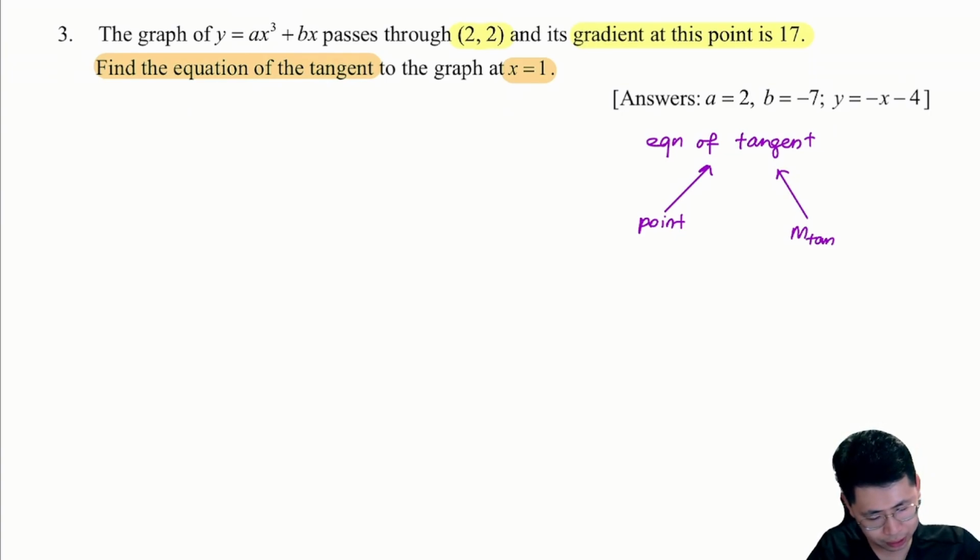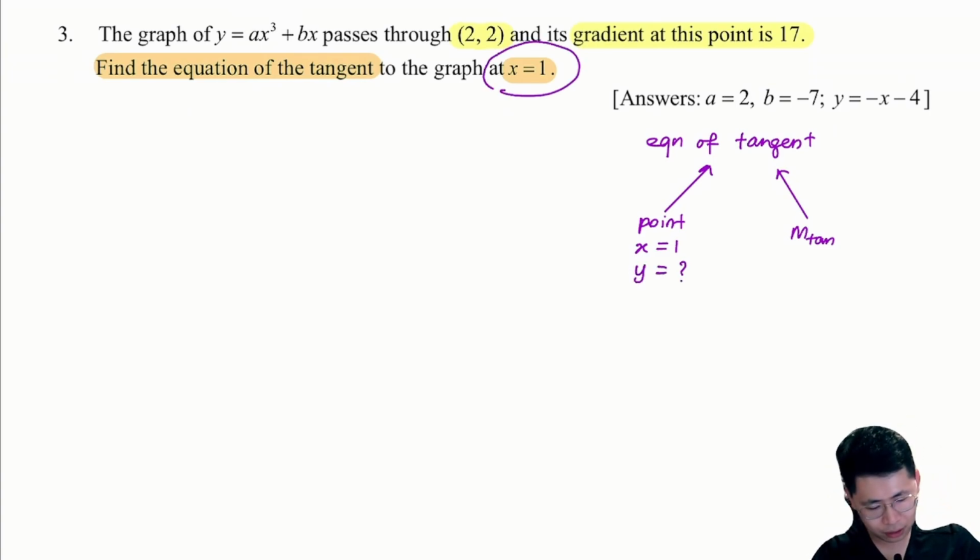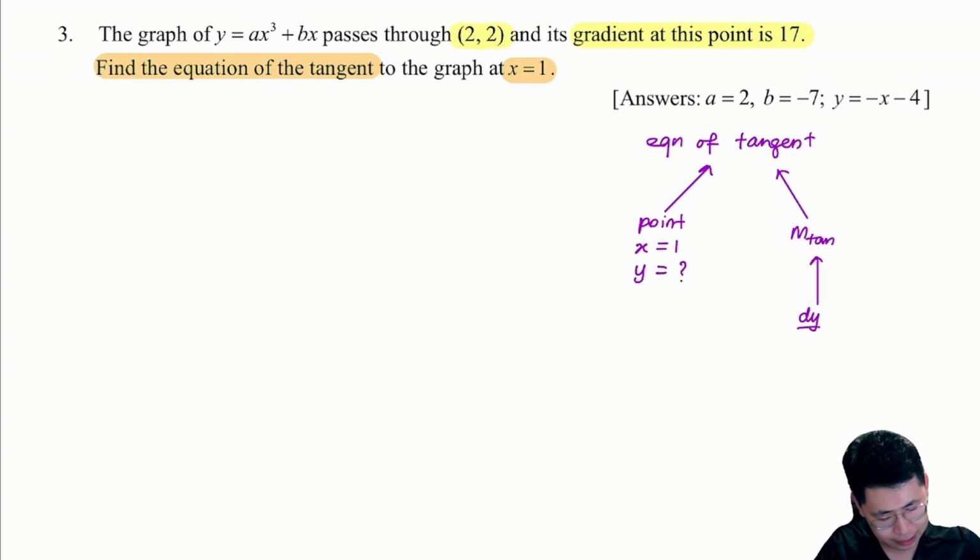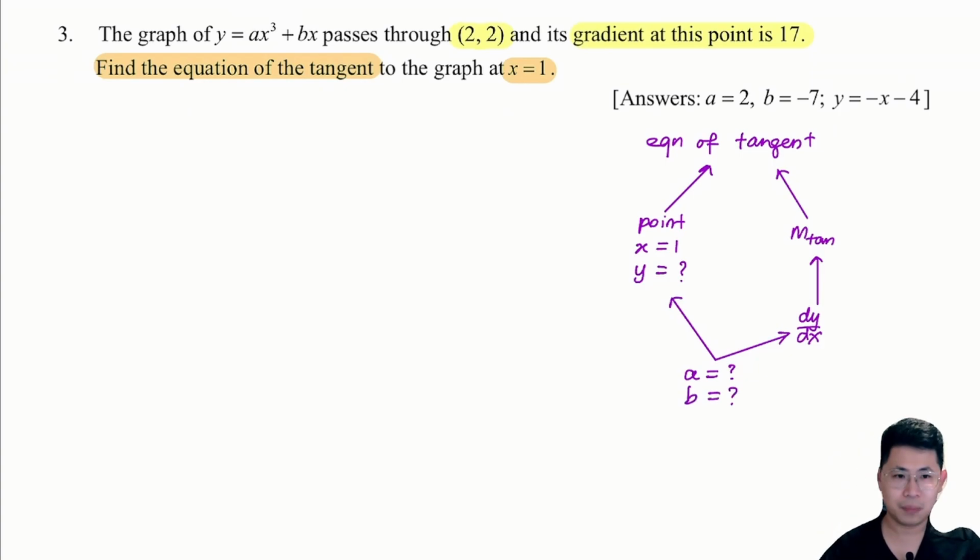We're going to need the point x equals to 1. Y, we actually don't know, correct? Based on this information, we need x equals to 1, and then the gradient of tangent, we actually need our dy dx. However, dy dx is impossible to find, because we still need to find the values of a and b.